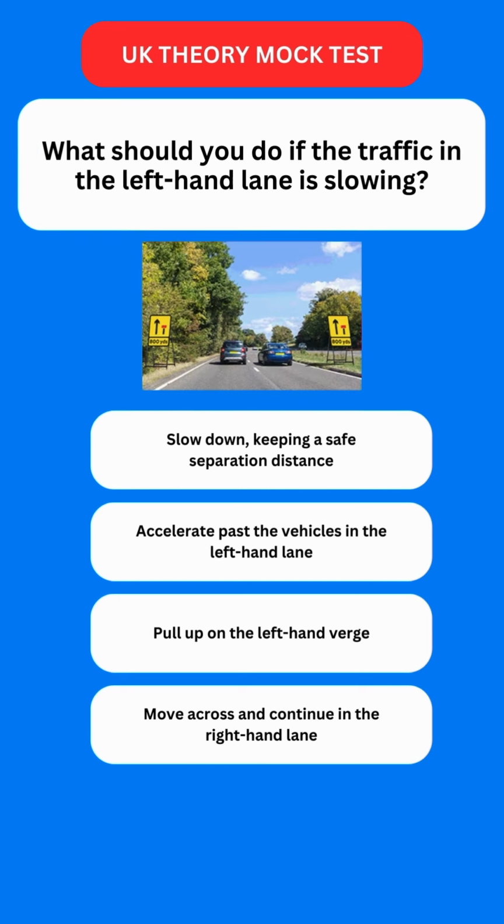Next question is, what should you do if the traffic in the left-hand lane is slowing? Options are, slow down, keeping a safe separation distance, accelerate past the vehicles in the left-hand lane, pull up on the left-hand verge, or move across and continue in the right-hand lane. The correct option is the first one, you should slow down and keep a safe separation distance.